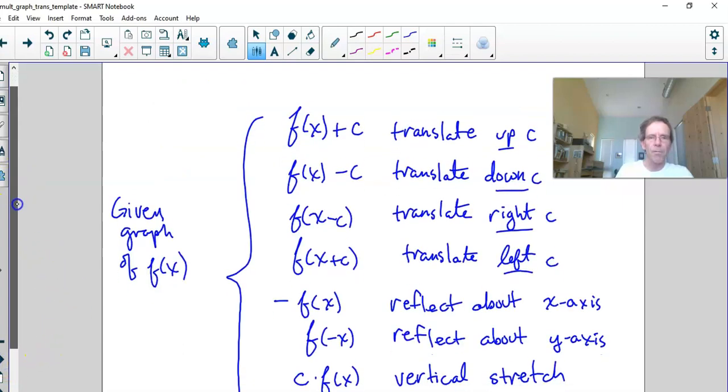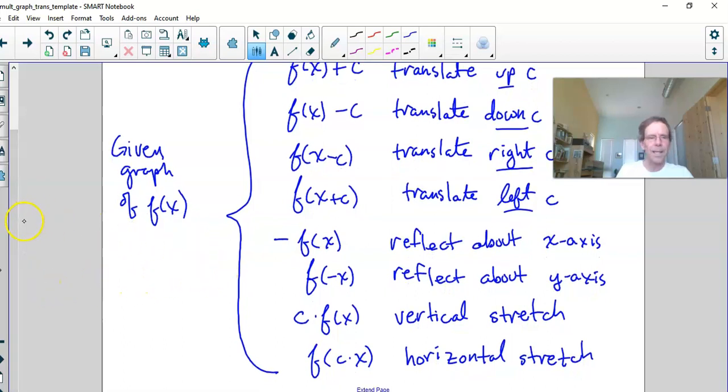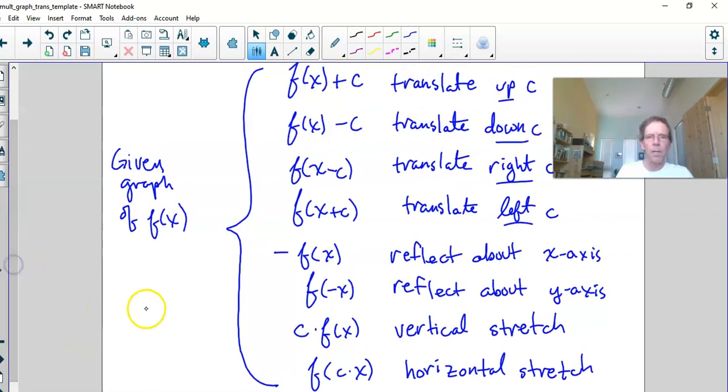Here's a list of all the translations and reflections and stretching and stuff like that that happens when you're transforming a graph. So let's say we have a graph f of x. What happens if we add something to it? Well, it's going to move the graph up. It's going to translate it up. If we subtract a value, it's going to translate down. It's like changing the y value, right? F of x is a y value. If we add something to the y, all the y values, the graph's going to move up. If we subtract, it's going to move down.